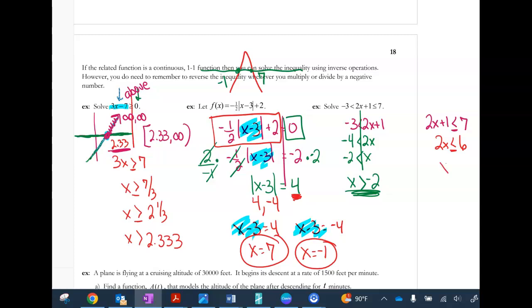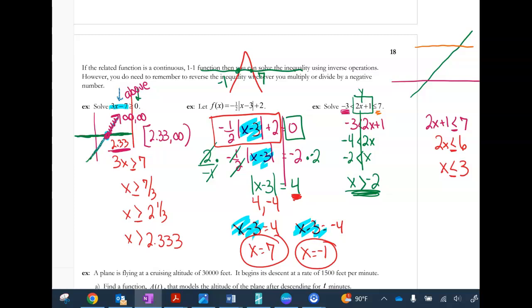And then I'll divide by 2. And so here all of my answers are smaller than or equal to 3. So if we put this on a visual, we've got our line, right? Because this is y equals some type of line, and then we have a y line at -3 and a y line at 7.